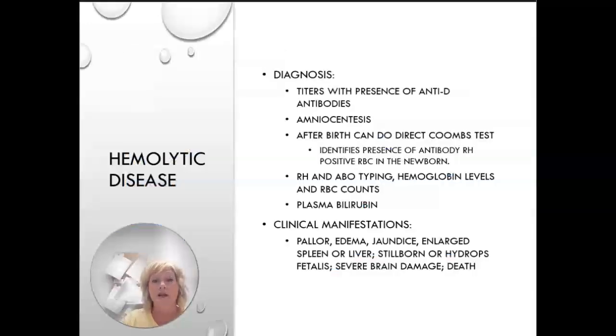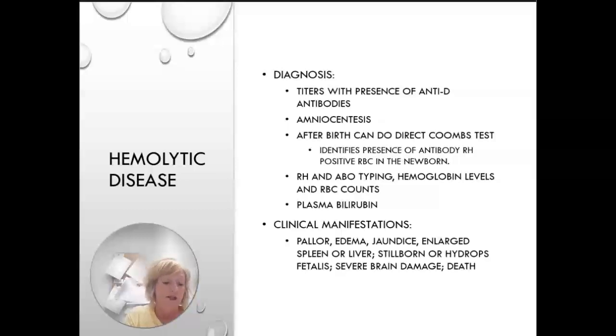So how do we diagnose it? Well, we're going to diagnose it by drawing titers to see if mom has these antibodies. We call that a Coombs test. So we look at the Coombs test. If it's a direct Coombs test, we're looking at it from the baby. If it's an indirect, we're looking at mom's blood to check if mom has that in it.